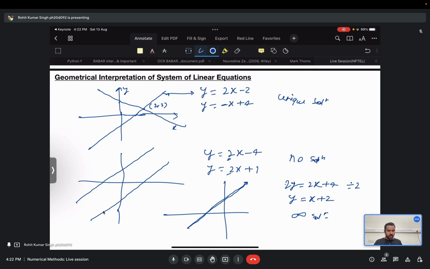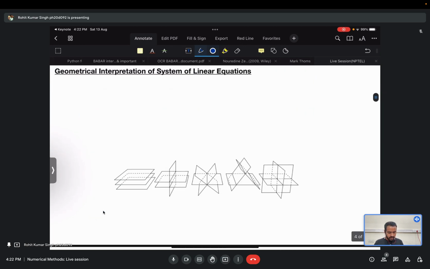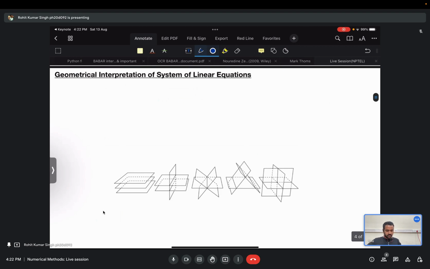Now, it's pretty straightforward in 2 dimensions, but in 3 dimensions, in the case of planes, it's not that easy to visualize, right? So I have put up a figure here for your reference.